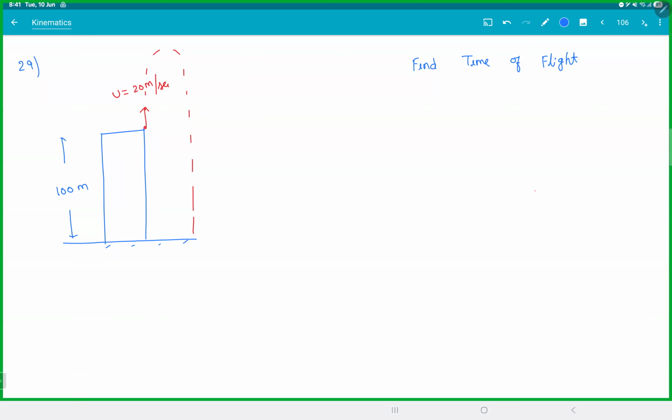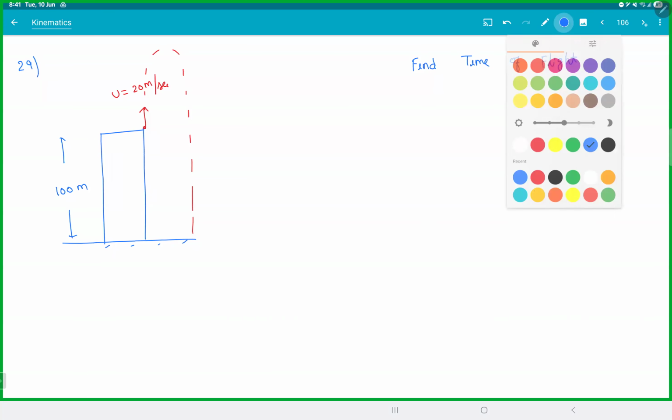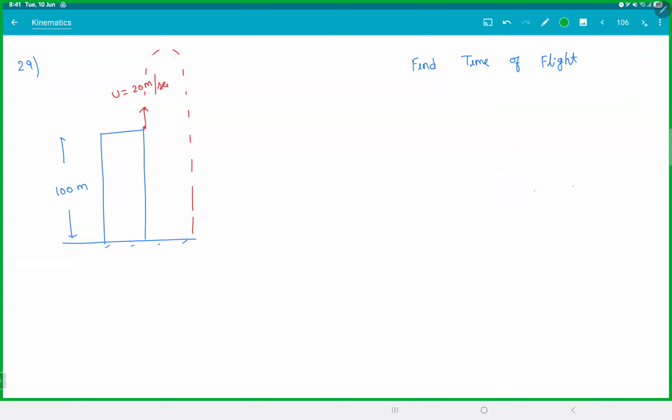420. Straightforward question. Look at this. The point from where you're projecting is your origin. What is the displacement? S is minus 100 meters. It doesn't matter how you throw. This is your initial point. This is your final point. The displacement is downward.